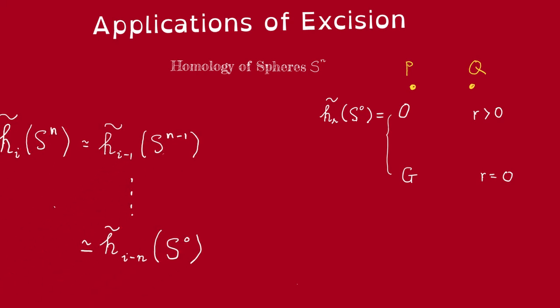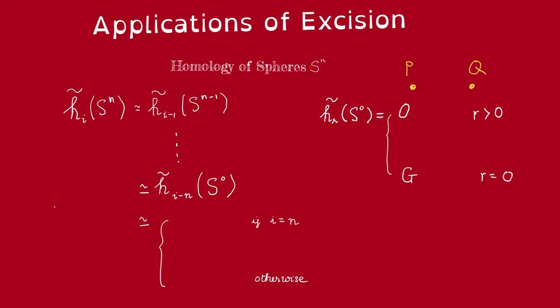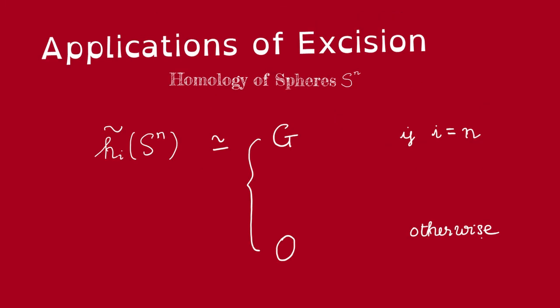Now we can come back and compute homology groups of any n-sphere. As previously mentioned, we have established that the i-th reduced homology group of the n-sphere is isomorphic to the (i-n)-th reduced homology group of the sphere S0. In particular, if i is equal to n, then i-n is just 0, so this homology group is just going to be isomorphic to G. Otherwise, it will be trivial. Thus, the reduced homology group of the n-sphere is only non-trivial in degree n, and in that case, it's going to be isomorphic to the coefficient group.